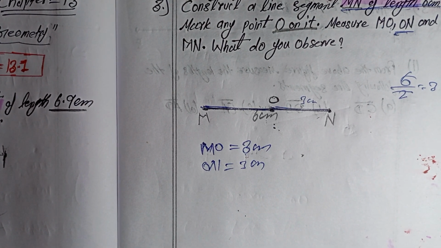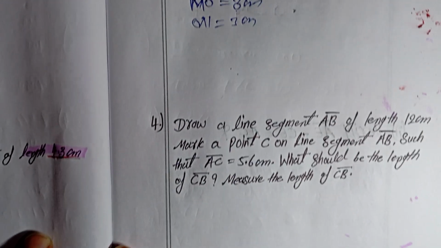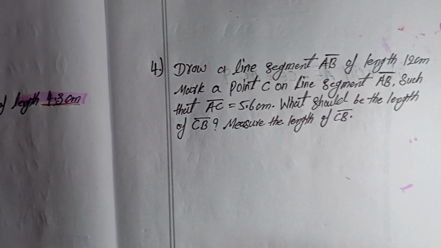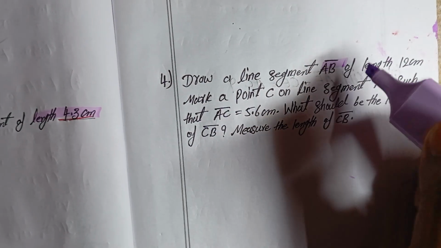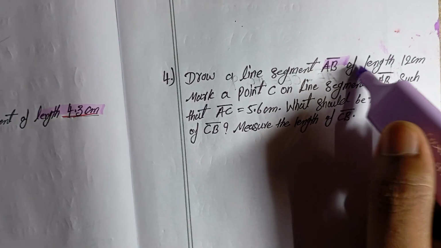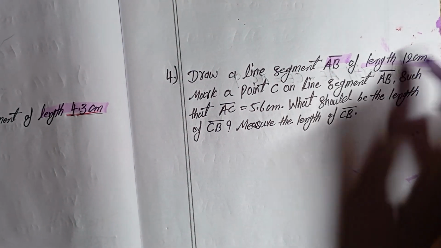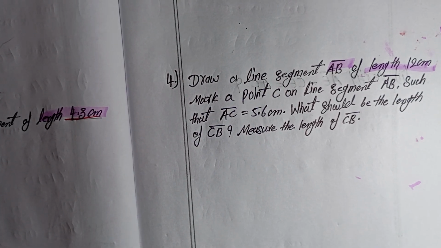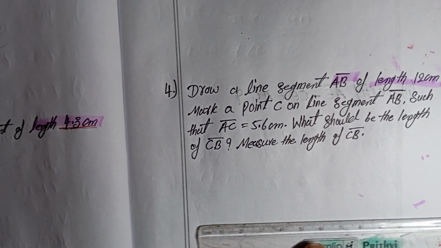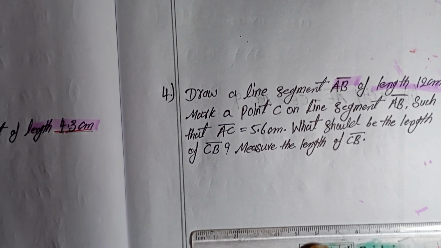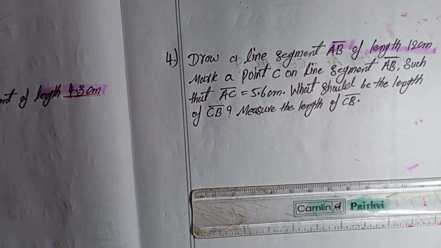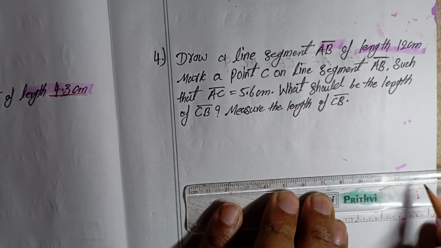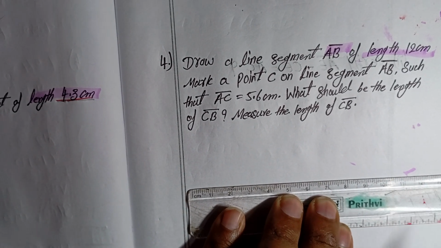So now let's look at the fourth question. Focus here. In this fourth question, what is it telling? Draw a line segment AB. Now we have to draw a line AB of length 12 centimeter. Same question, you just have to take the scale. Where is 12 centimeter? I will take it from here. Here only, if you see, 12 is here.